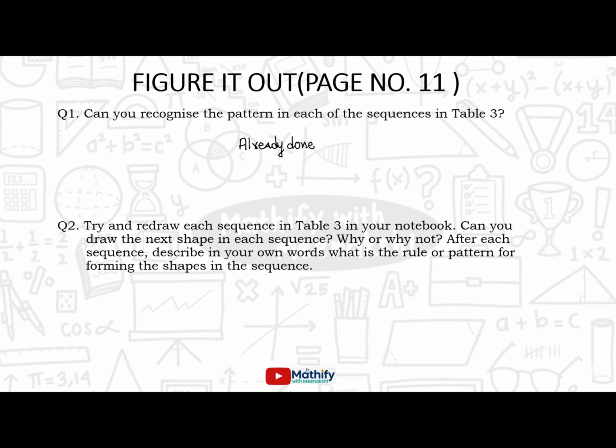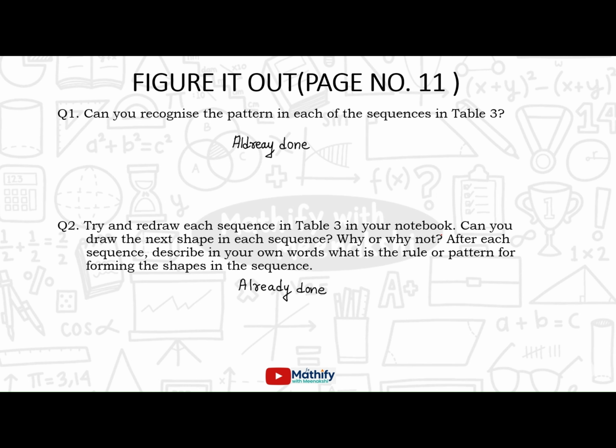Now let's see question number 2. Try and redraw each sequence in table 3 in your notebook. Can you draw the next shape in each sequence? Yes, we can draw, except the last one, the Koch snowflake, because that is very complicated and it will take your time. After each sequence, describe in your own words the rule or pattern forming the shapes in the sequence, and I've already explained that to you. So this question is already done. Both the questions are based on the table that we have just discussed. Now let's move to the last Figure It Out of this chapter.